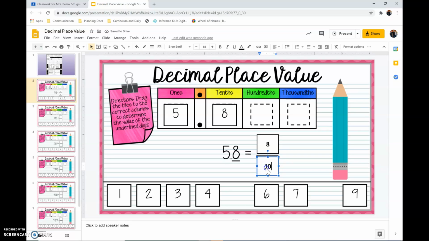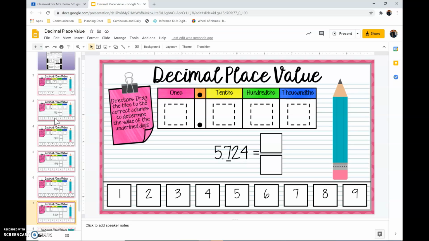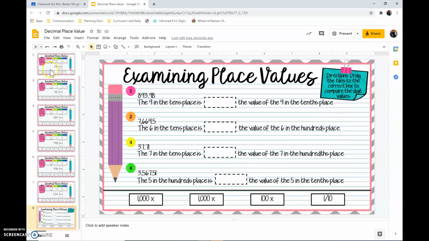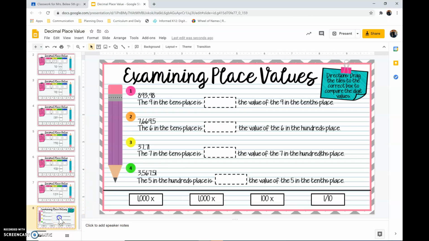Simple, 10. That's it. So what you're going to do now is you're going to complete this one the same way, this one the same way, this one the same way, this one the same way, and this one the same way. This one is a little bit different. So I will do the first one for you. Remember, I want you to go back and use this to help you. So let me look at this one.